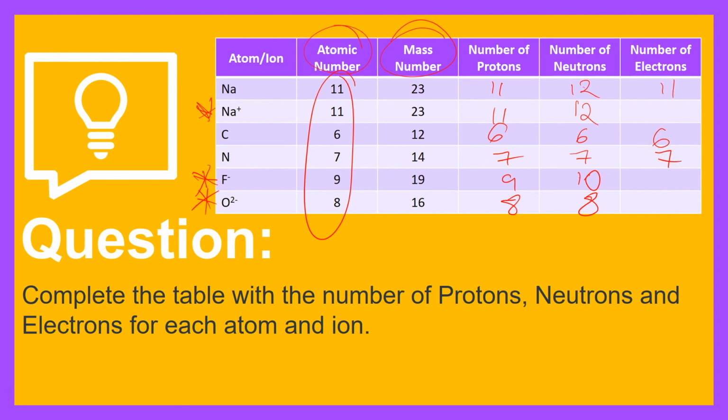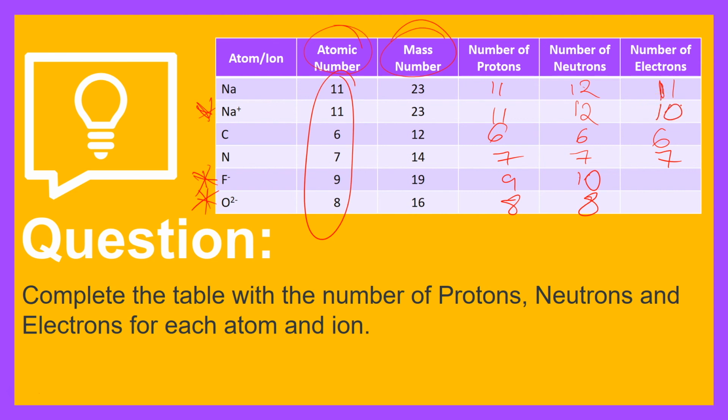Now, for those ions, the first one's actually set up to help you. So you have normally, as you can see in the line above, 11 electrons, but it's got a little plus. And so that tells us we actually need to take away electrons. And there's no number, so that tells me it must be 1. So from 11, I need to take away 1 electron. So 11 minus 1 is 10.